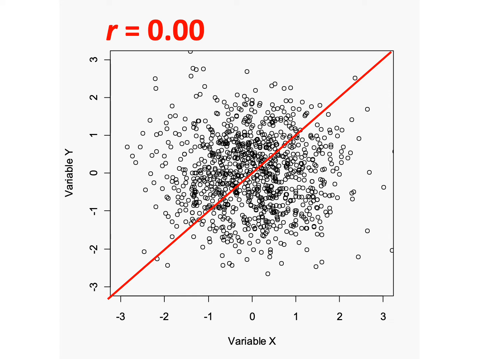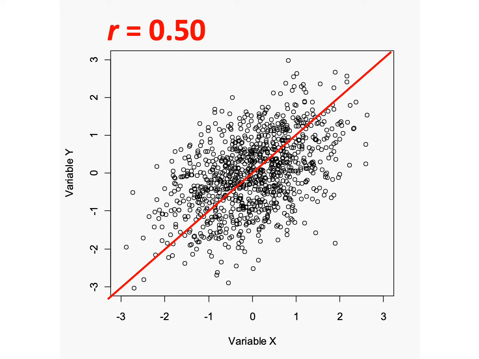When the correlation is 0, there is no relationship between x and y, and the dots in the scatter plot are not close to the line. But as the correlation increases, the relationship between x and y gets stronger, and the dots get closer and closer to the line. Here is a correlation of 0.5. You can see the relationship is stronger and the dots are getting closer to the line.